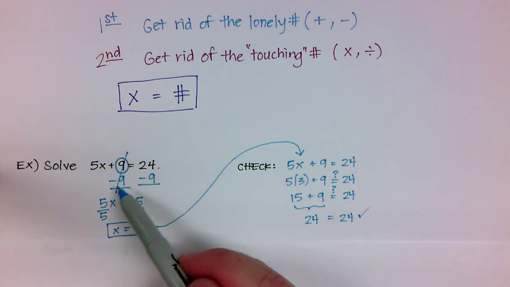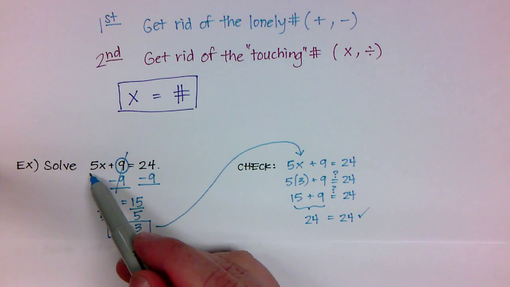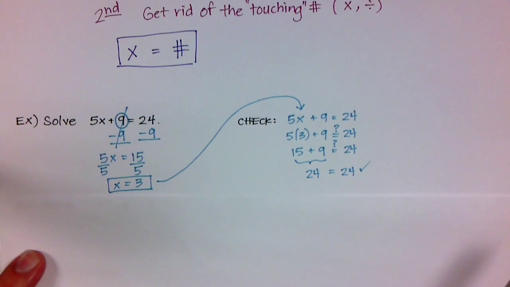So again, it's really important to get rid of that lonely number first. That's what I really want you to remember, instead of trying to divide everything by 5. If you do that, you're going to be left with some messy fractions.